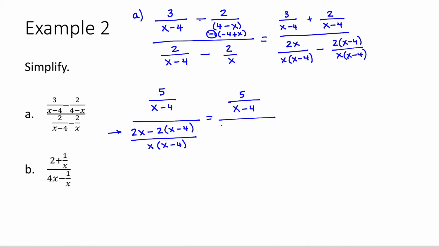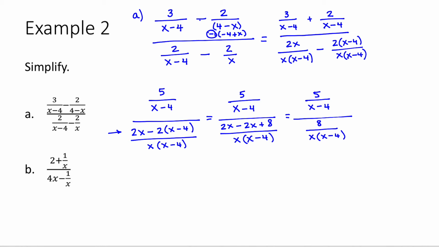Okay, so I have 2x. And then I'm distributing a minus 2, so I have minus 2x and plus 8. And the denominator is still x times x minus 4. And so finally we end up with 5 over x minus 4 all over 8 over x times x minus 4.